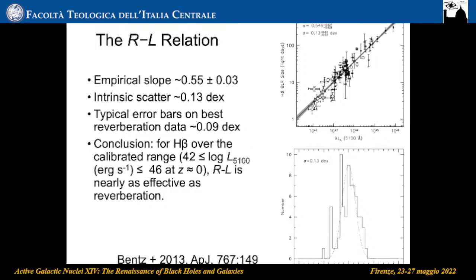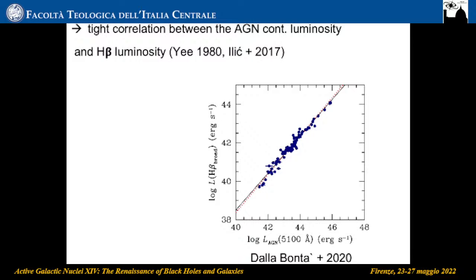But there is another relation that has been known for a few years, a very tight relation between the AGN continuum luminosity and the H beta luminosity of the broad component. It was found many years ago, and more recently by Dragan and Ilikin a few years ago. And what we did is to confirm this tight relation.